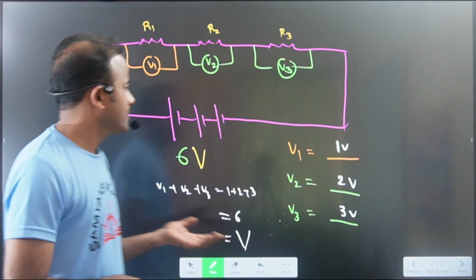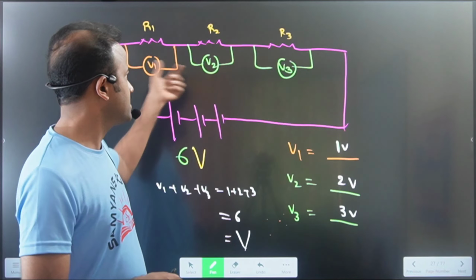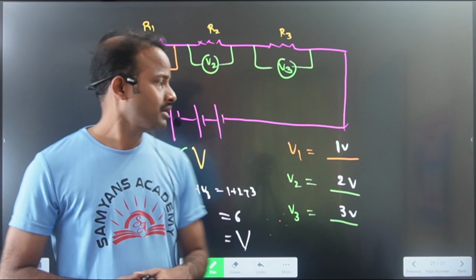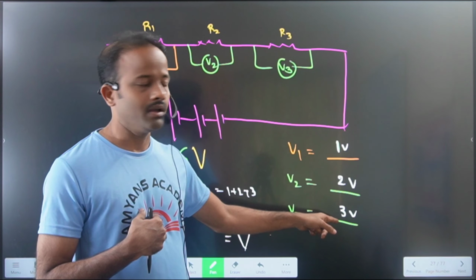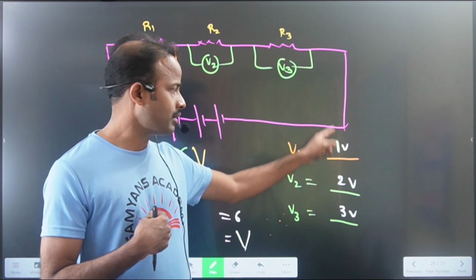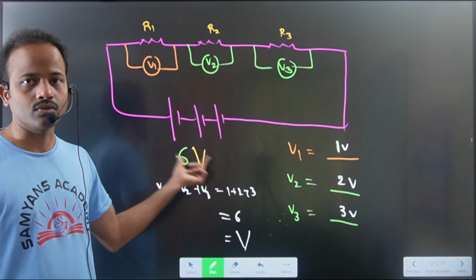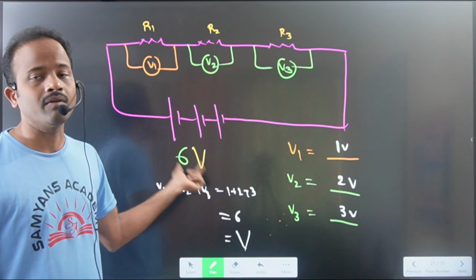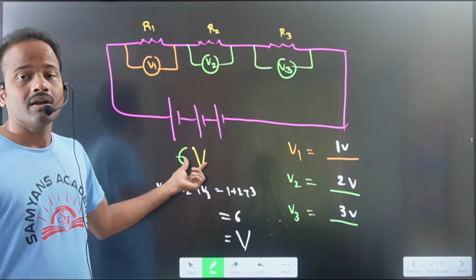Similarly, when you connect the voltmeter parallel to each resistor, we observe that the voltage values are different. And also we observe that when you combine all these values, we get the voltage of the battery, the total source battery, whatever voltage it has, that value comes. That is V1 plus V2 plus V3 equal to capital V.